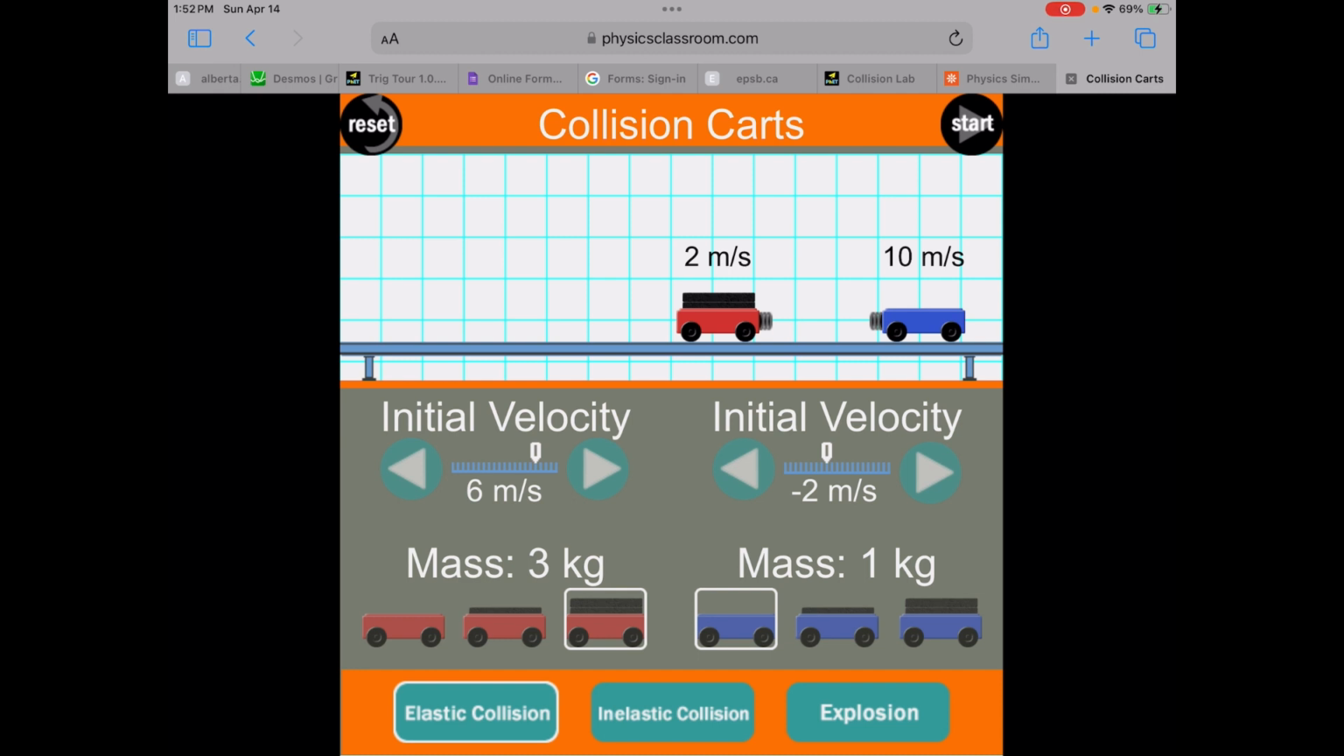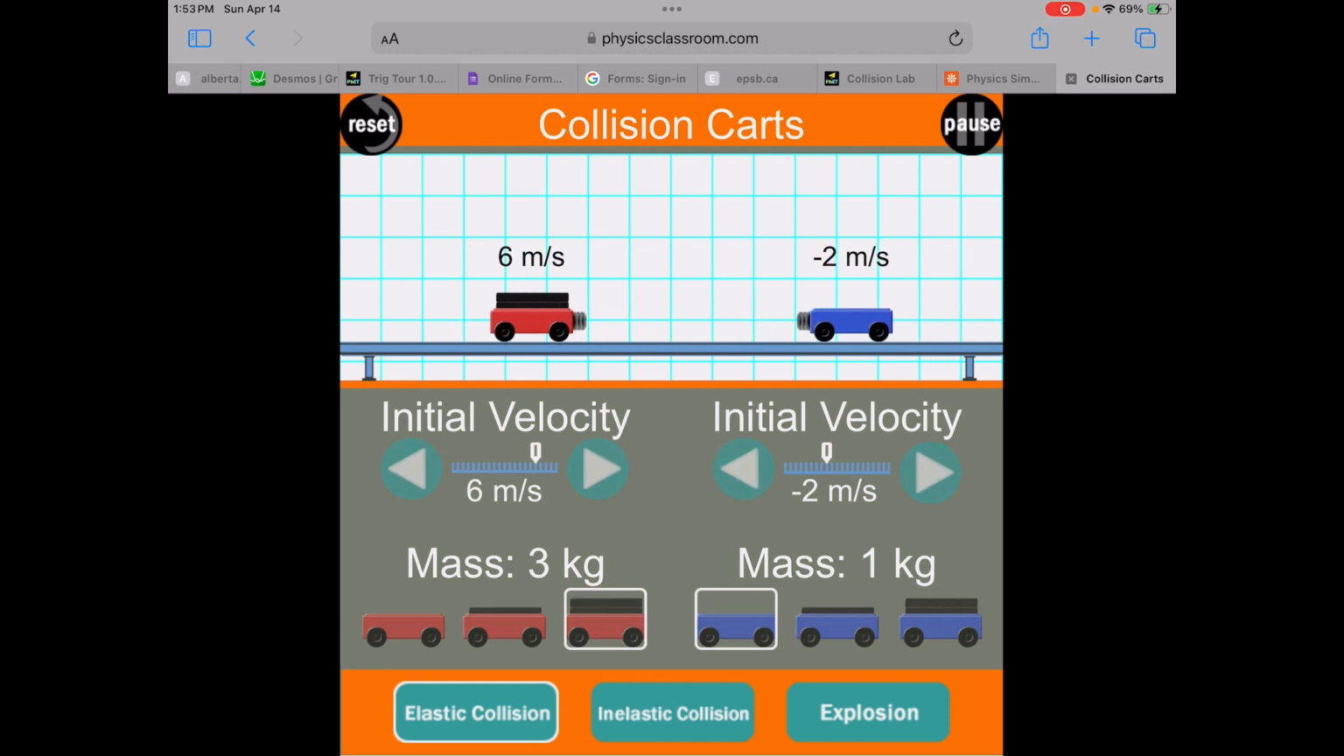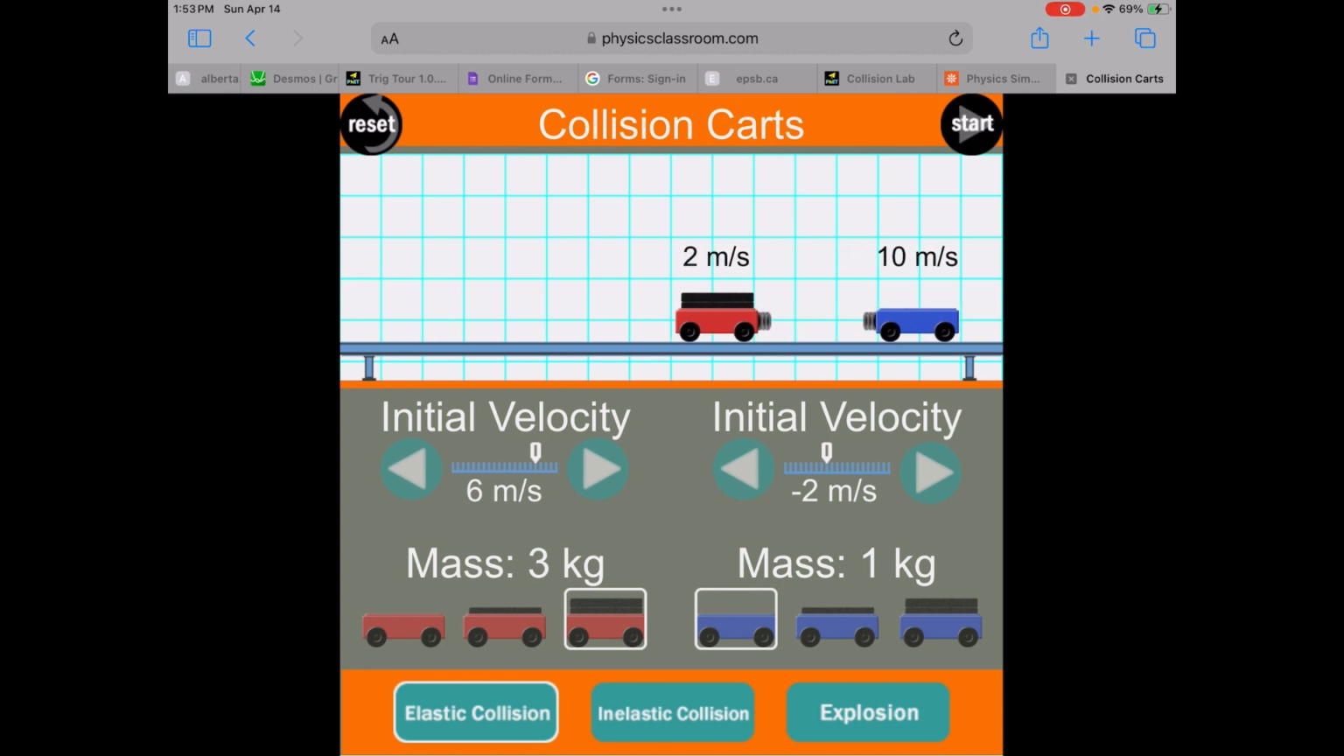So 6 kilogram meters per second from the red plus 10 kilogram meters per second from the blue is 16 kilogram meters per second. That's what we started with, right? 16, 16. The total momentum in this system was 16 kilogram meters per second to the right to begin with, and it is 16 kilogram meters per second to the right to finish with, right? Transferred between the two objects, but the total momentum in the system stayed constant.